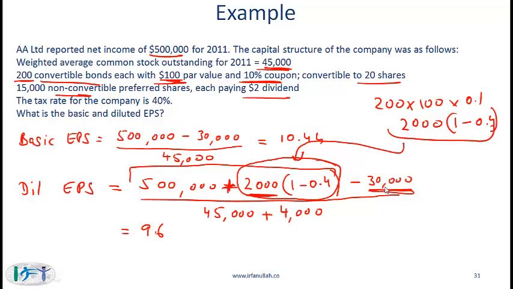The dividend to preferred shareholders still needs to go out because those are non-convertible. The preferred shares are non-convertible. So we subtract 30,000, which is 15,000 into 2, and then divide by 45,000, which is the original number of shares outstanding. And when we have these 200 convertible bonds, each converted into 20 shares, we will have 4,000 more common shares. You do the maths and you should get a diluted EPS equal to 9.6. Here again, there is a dilution taking place.